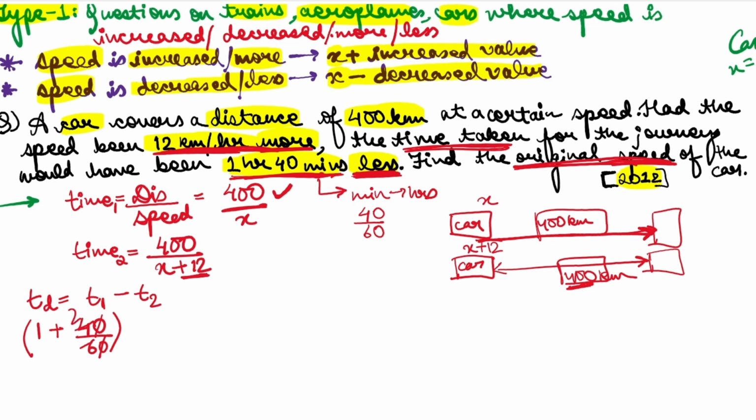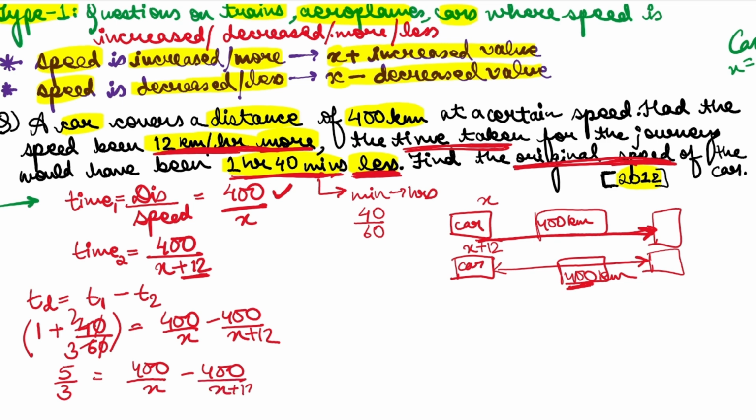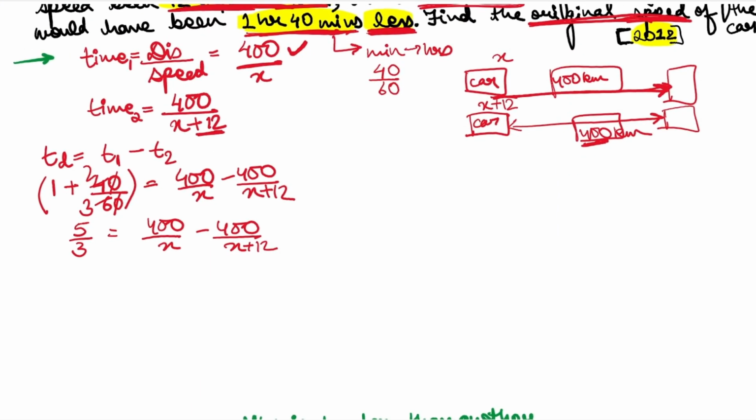You'll cancel this, you get it as 5 by 3, and then you get 400 by x minus 400 by x plus 12. So now it becomes equal to 5 by 3, which is equal to 400 by x minus 400 by x plus 12. Now again we will take the same LCM, that is x and then x plus 12. So this becomes equal to 400 into x plus 12 minus 400 into x. Now again we'll open the bracket.